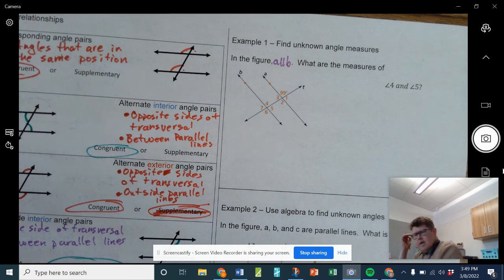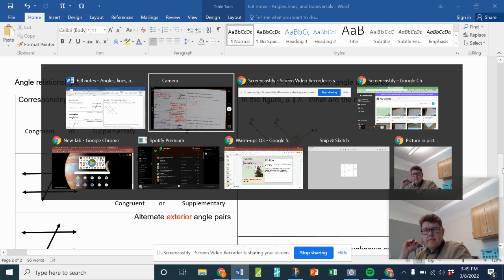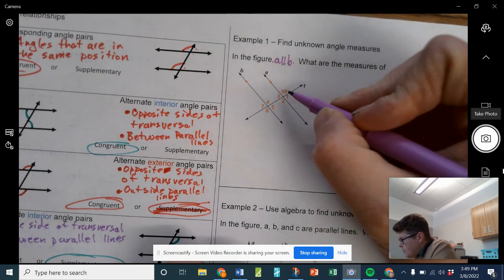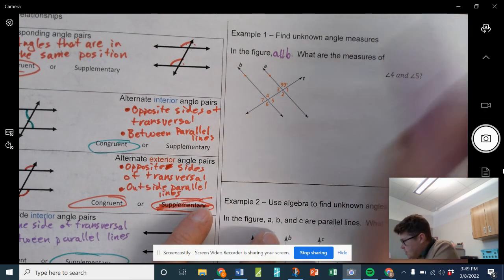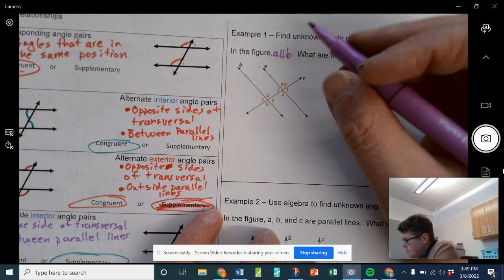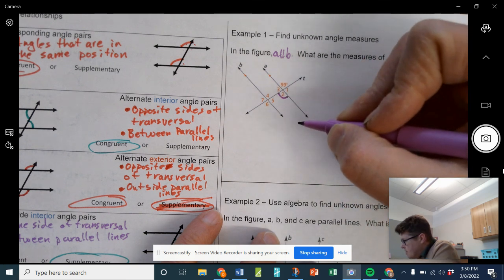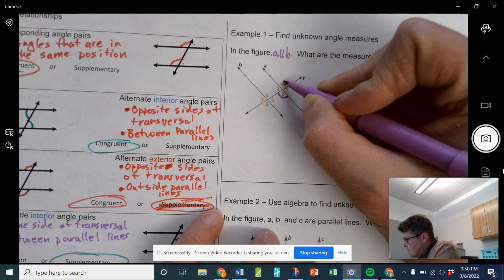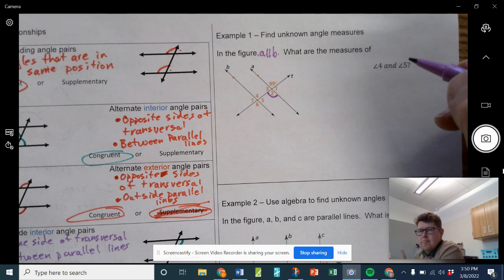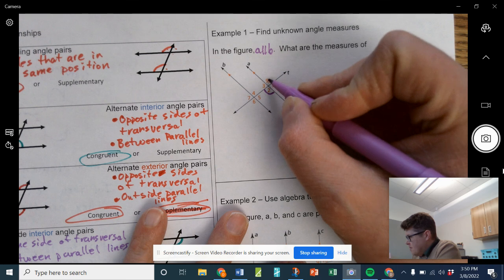What are the measures of angle 4 and angle 5? Okay, so we know this angle right here is 99 degrees. So what I'm going to do is indicate all the ones that are congruent to that 99 degrees. These are congruent to each other. We call these vertical angle pairs. Should have added that one in there. So those are vertical angle pairs.